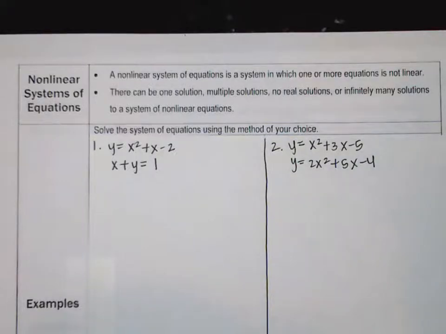So we are going to start with the first one. My pen just exploded, so hopefully it works.